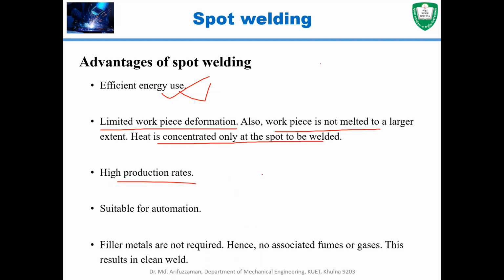Very high production rate, because this welding can take less than 10 milliseconds to complete. And automation is possible. In most cases, robots are used to conduct spot welding on automobile bodies. Filler metal in this case is not required, and therefore there will be no fumes, gases, or anything else, and you get a very clean weld.